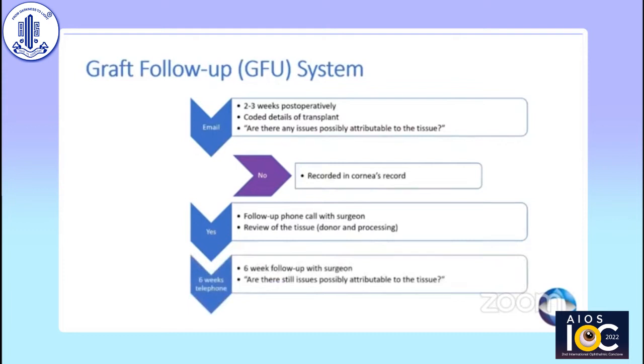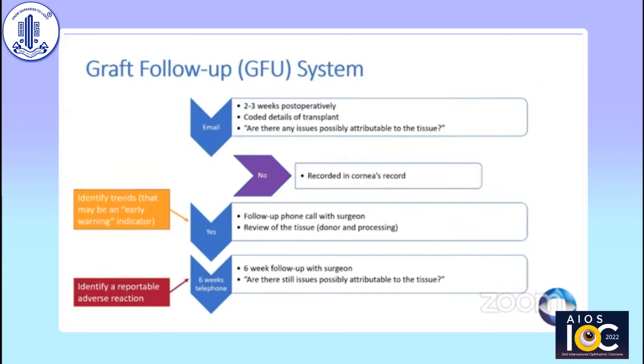A 6-week follow-up with the surgeon then follows, where we ask, are there still issues possibly attributable to the tissue? It's important that the 2-week follow-up is not there to identify an adverse reaction, but to identify trends that may be an early warning indicator of a systemic problem. The 6-week telephone follow-up is there to identify a reportable adverse reaction. Of course, the normal adverse reaction reporting system continues to operate within this system.